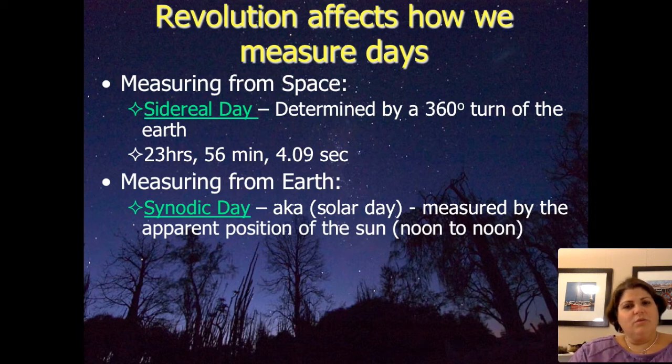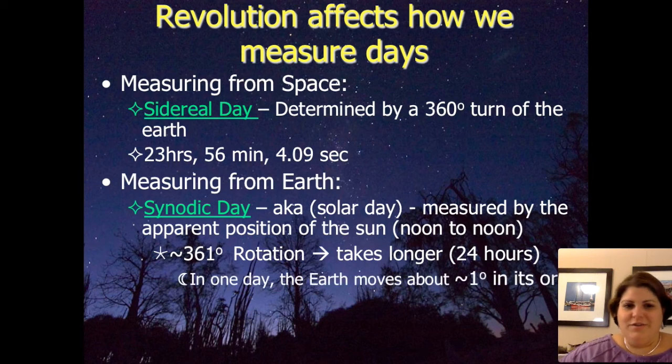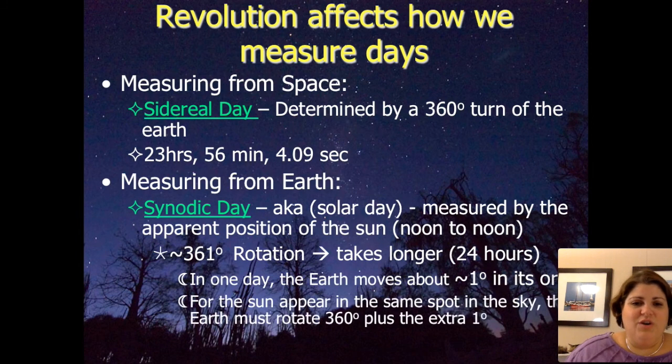And so when we measure from Earth, we measure by the apparent position of the sun. So the transit from noon to noon, that amount of time is 24 hours. That's because it actually goes a little bit more than a 360-degree rotation. It goes about 361 degrees because it has to rotate a little bit more to account for where the Earth moved in that day. The Earth revolved about 1 degree: 360-degree revolution, 365 days in the year, it's about 1 degree a day. And so for the sun to appear in the same exact spot, the Earth has to rotate a little bit more to account for that extra degree.